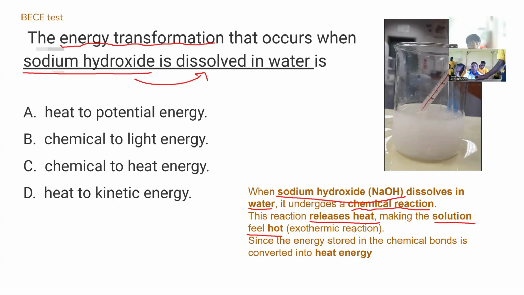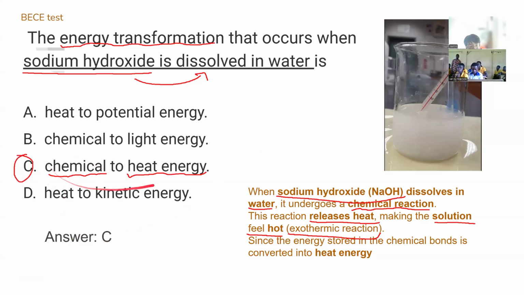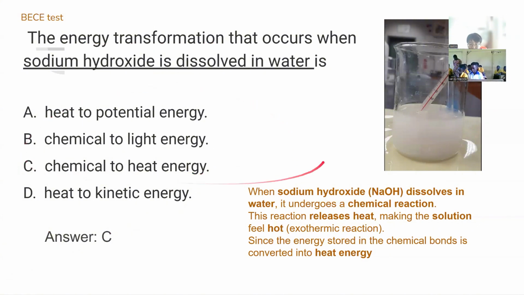So, C. Yes, I think I heard C, that is correct. Like I've talked about, the chemical reaction stores chemical energy, but then it releases heat because it's an exothermic reaction. It feels hot. During the chemical reaction, heat is released. So this was an example with sodium hydroxide. Heat is released, and this is an energy transformation from chemical energy to heat energy. So I hope that makes sense for everyone. And if you have questions, always ask me.